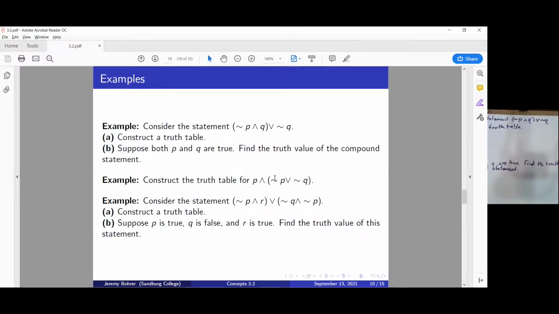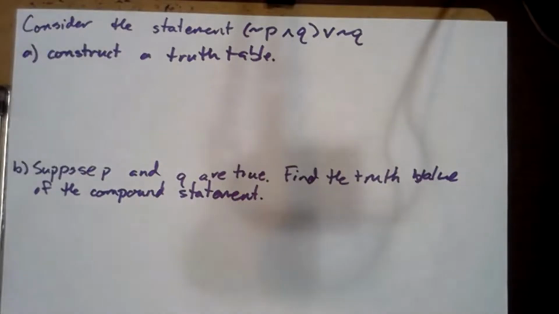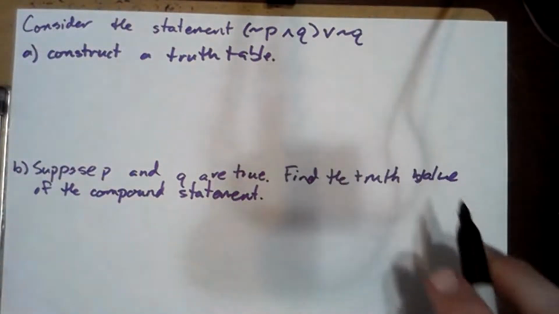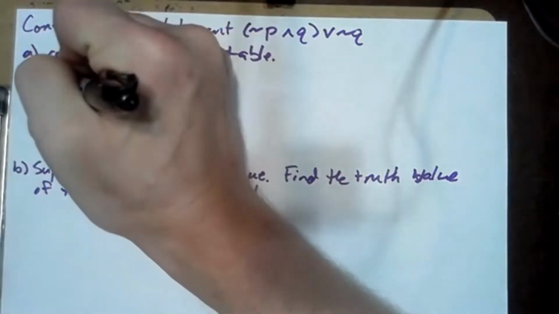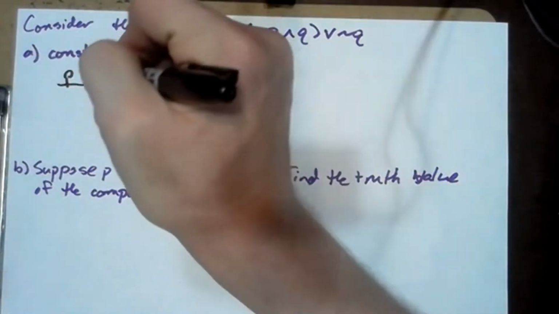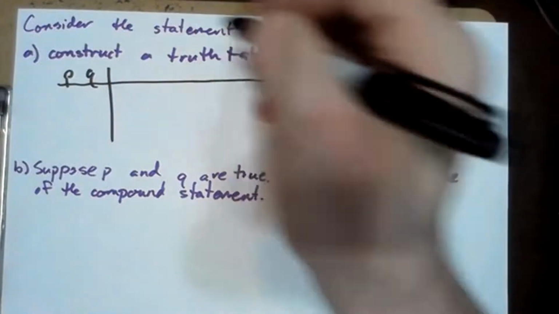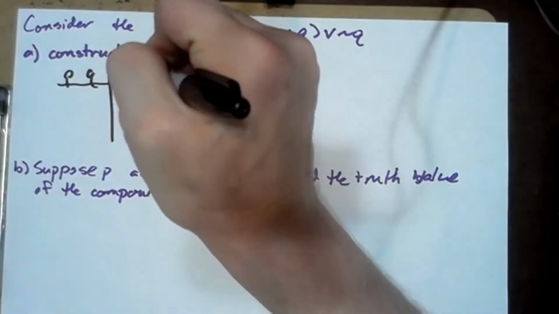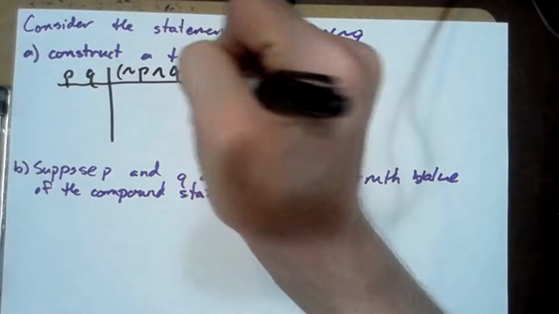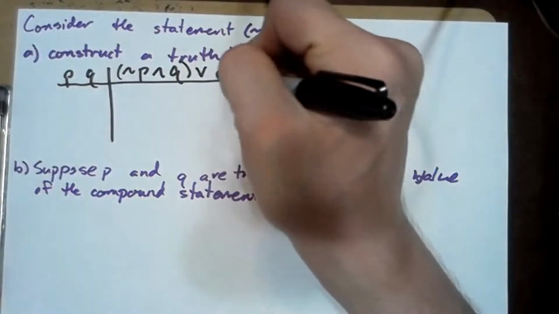Now we've got some problems about constructing truth tables, so we'll do those. We start by constructing a truth table for not P and Q or not Q. So we start by writing out our P and Q, and then we've got not P and Q or not Q.